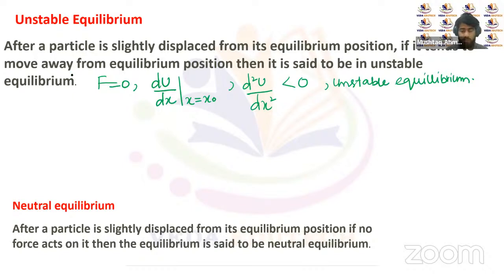Now talking about the neutral equilibrium, right? Neutral equilibrium is the point where, when we displace a particle either towards left or right from its equilibrium position, there's no restoring force at all, or we can say that no force acts on it, so the particle stays where it is. That position we call neutral equilibrium. At neutral equilibrium, force is zero, or we can say du upon dx is zero, and this slope of the potential energy versus position graph is zero throughout, right?